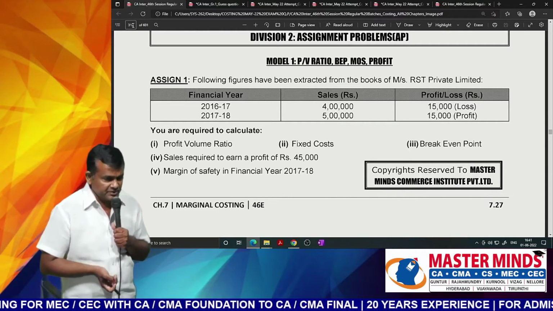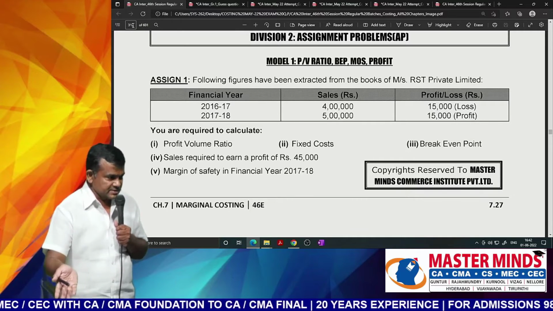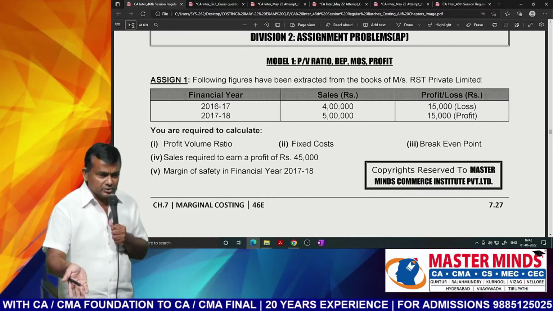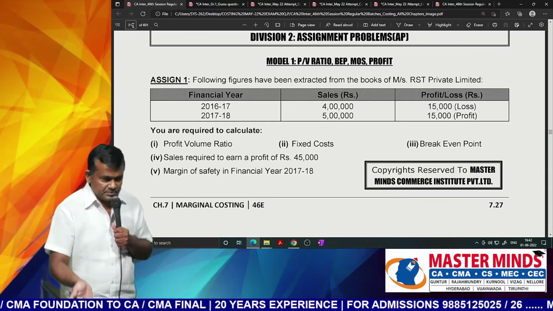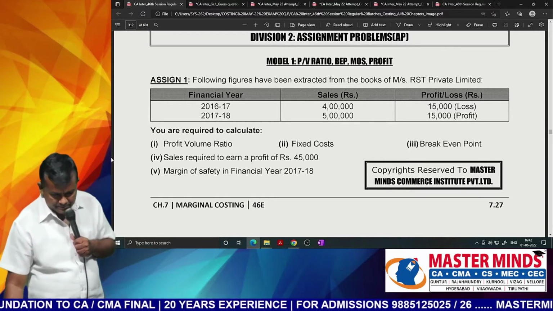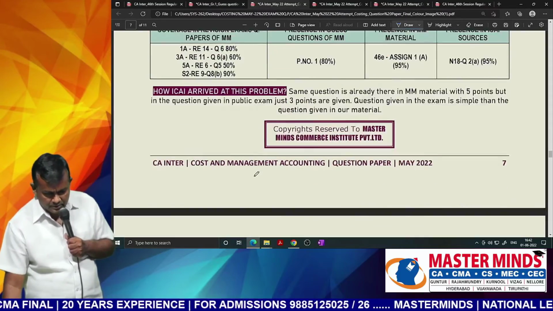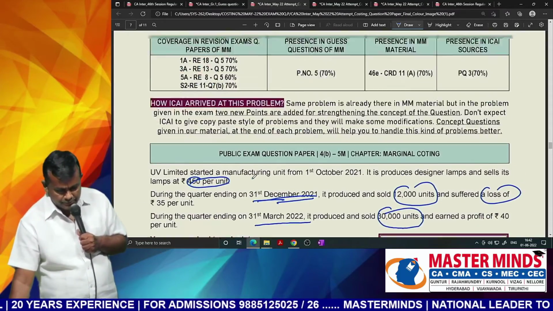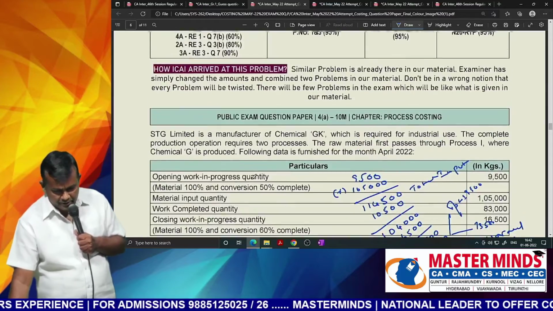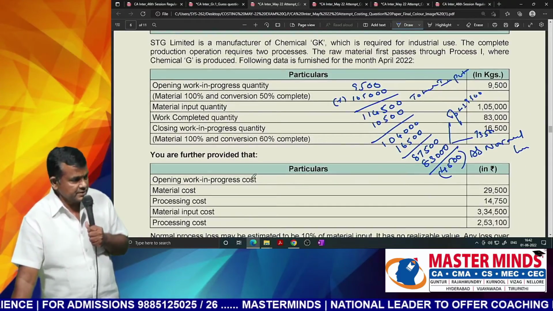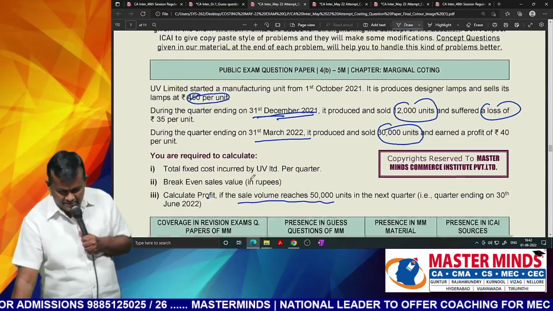Sales required to earn a profit, so desired sales to desired profit. Desired sales equals desired fixed cost plus profit by PV ratio. Okay, so just the numbers change. Same problem. So this is 4B. I think 4A and 4B are easy. Next, 4C.